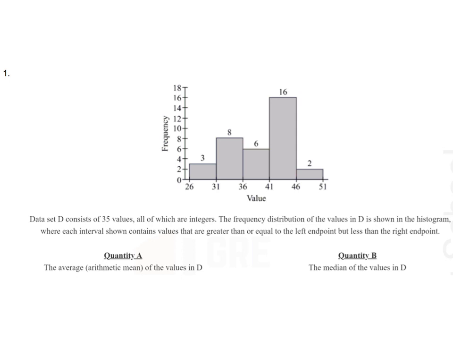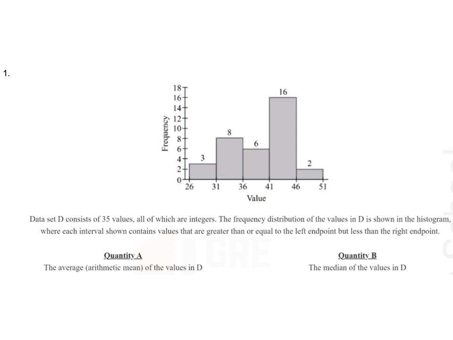So we need to find out the average, the arithmetic mean, of the values in D and the median of the values in D. There are a total of 35 values, so the median would be possibly the 18th value. You can rearrange the numbers.